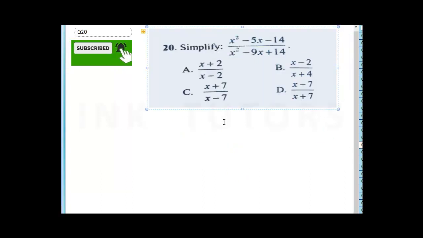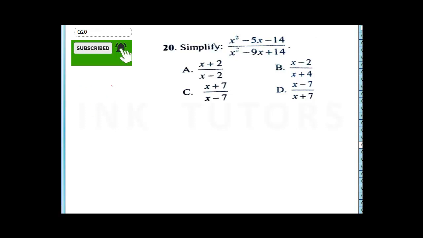Now question 20 says this is a factorization question, so it's asking us to simplify this. The best way to solve this question is to use the factorization method to solve this quadratic equation. Now remember your factorization method. You need to get two numbers which, when you sum them, give you the middle term, and when you multiply them, give you the product of the first and the last term.